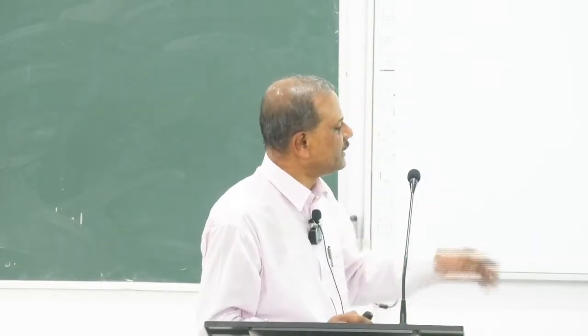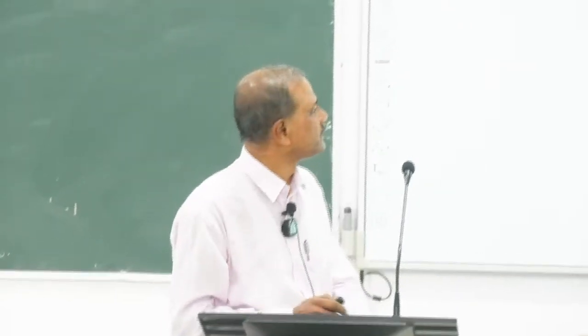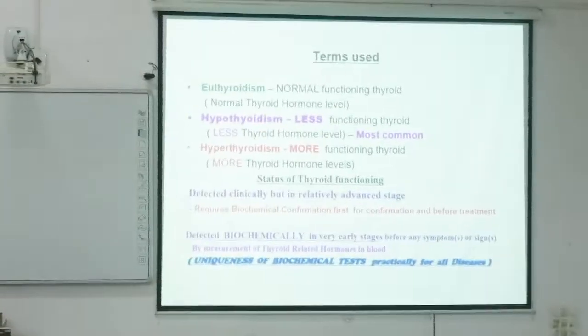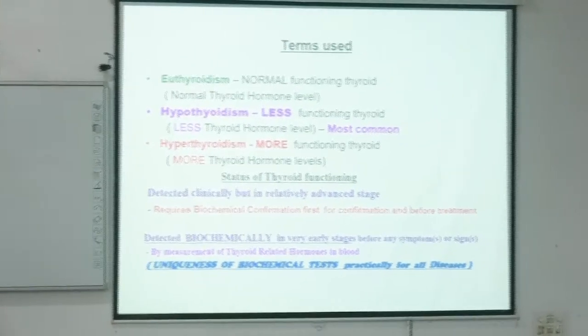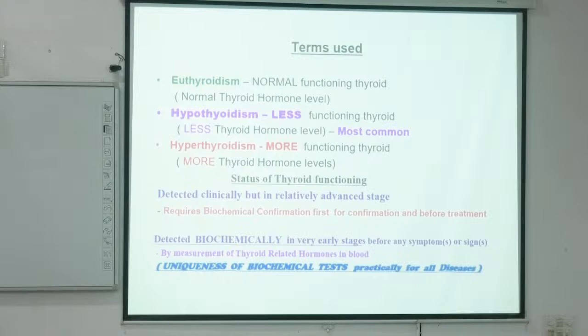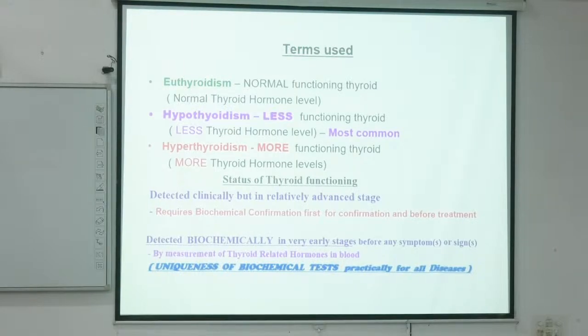So some clinically relevant important information. There are terms which are used for the thyroid gland. One is euthyroidism, that is normal functioning, normal thyroid status. When the gland functions less, that is called hypothyroidism, and if it functions more, it is called hyperthyroidism. Whether it is hypothyroidism or hyperthyroidism, the aim of treatment is to restore euthyroidism, otherwise the patient will have symptoms.